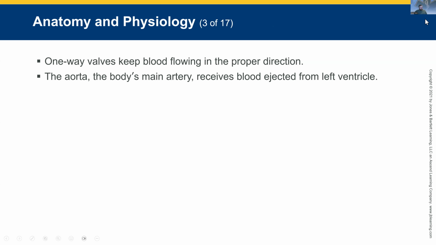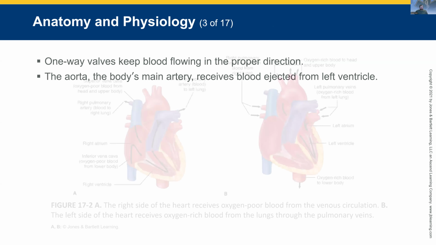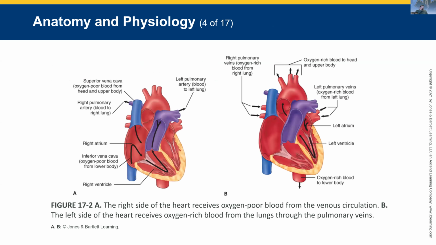One-way valves keep the blood flowing in the proper direction. The aorta, the body's main artery, receives blood ejected from the left ventricle. So if you can follow the arrows on the diagram, it shows you the flow of blood.